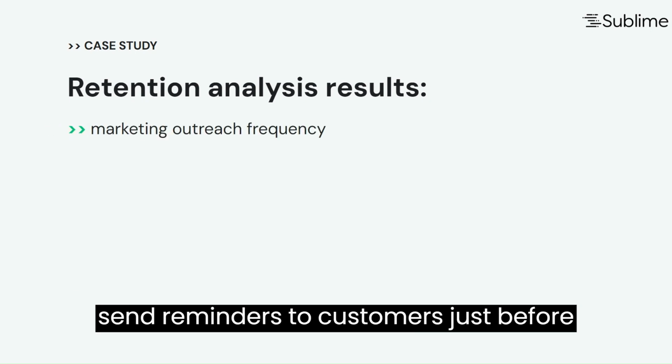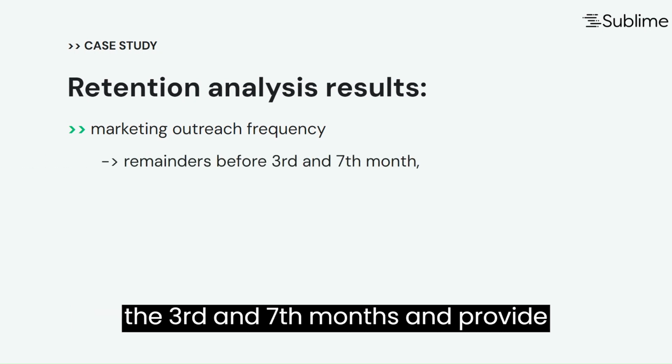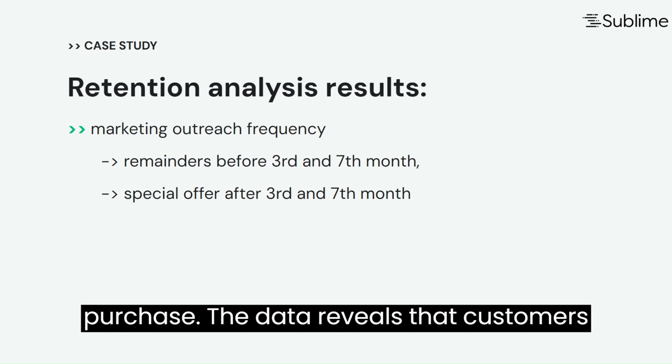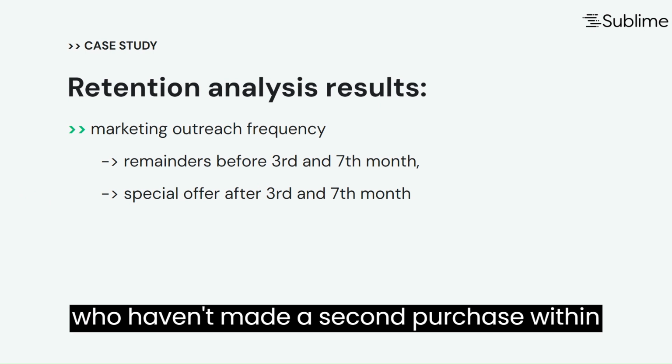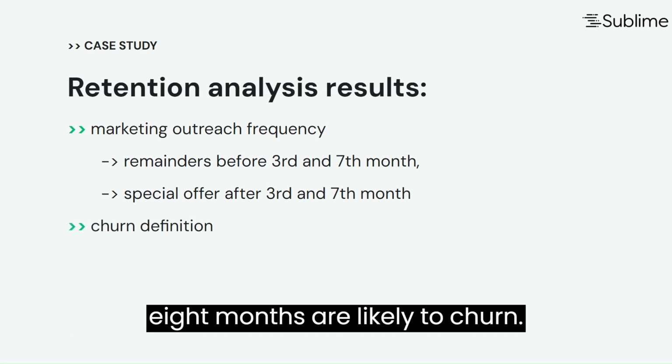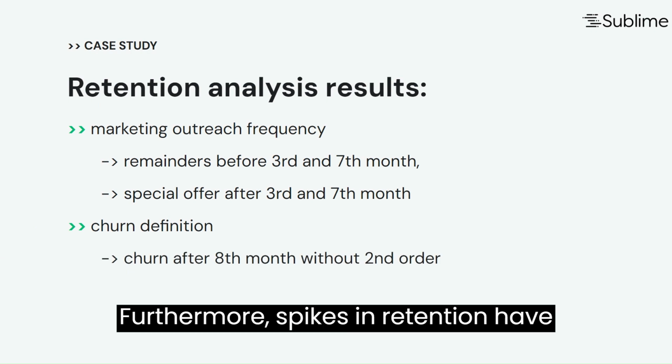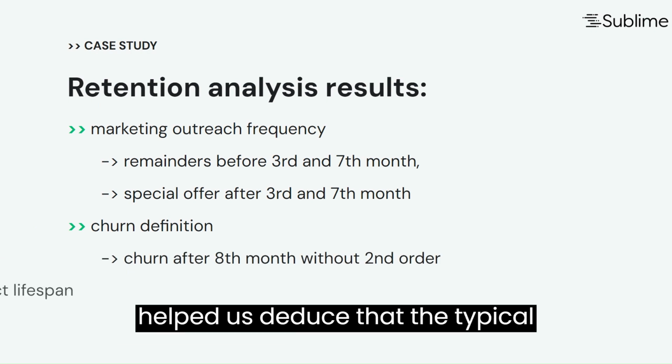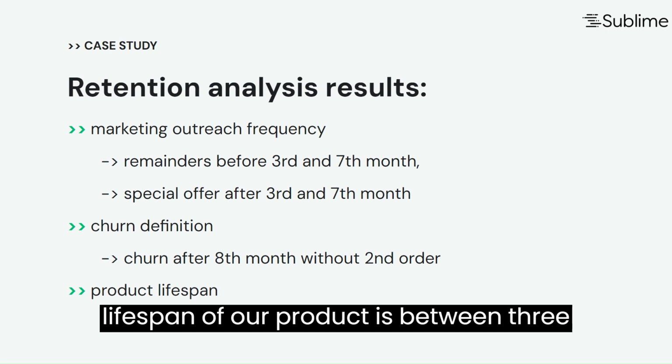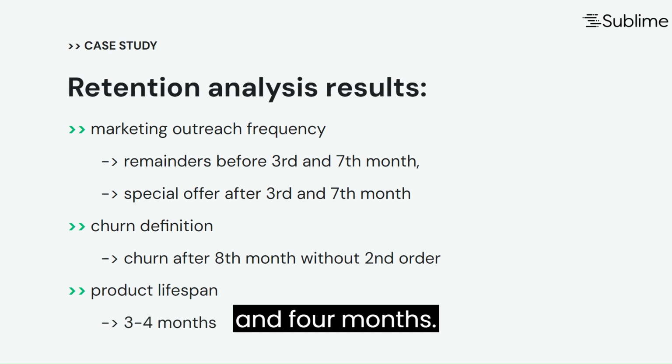We can now send reminders to customers just before the 3rd and 7th months and provide special offers if they haven't made a purchase. The data reveals that customers who haven't made a second purchase within 8 months are likely to churn. Furthermore, spikes in retention have helped us deduce that the typical lifespan of our product is between 3 and 4 months.